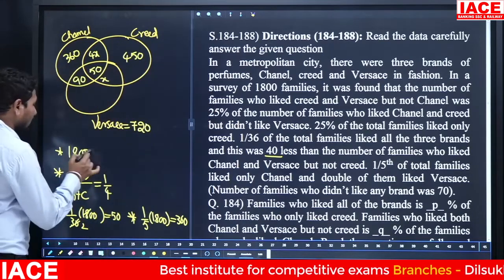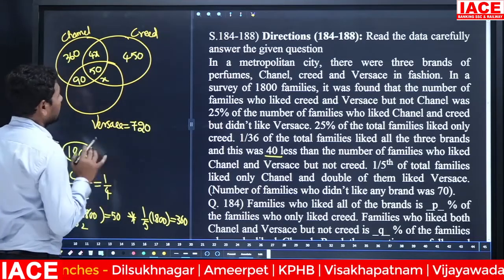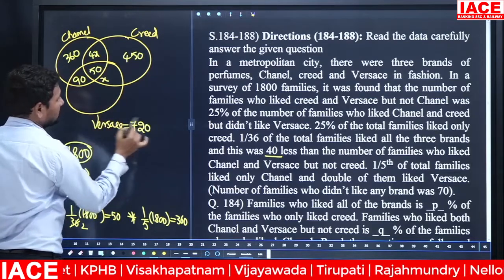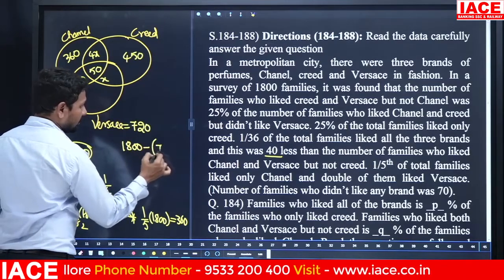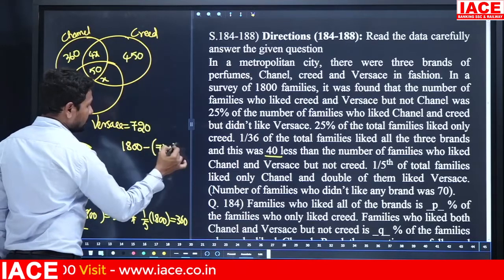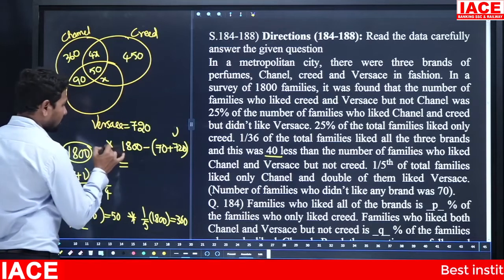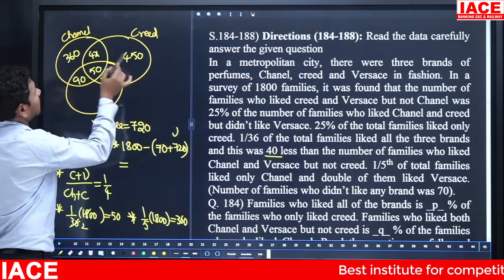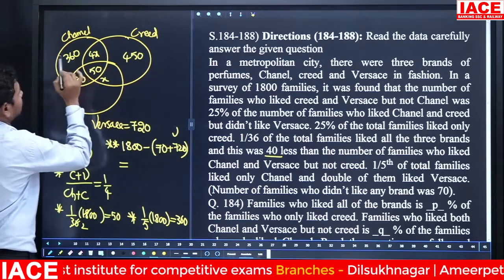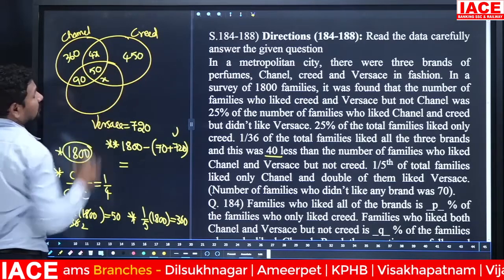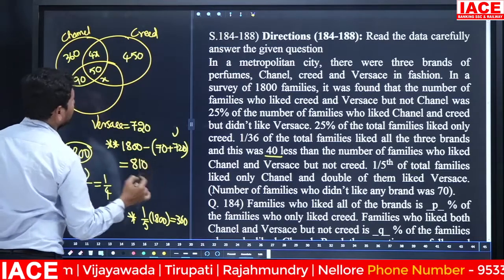Okay, then the total families surveyed is 1800, and 70 members did not like any brand. Then look at this circle. This total circle value is 720. What I am doing is, from 1800, 70 members don't like any brand and the remaining 720 members belong to Versace. This will be removed. When it is removed, the remaining values belong to the combination of Chanel and Creed. Then 1800 minus 70 minus 720 is equal to 360 plus 4x plus 450. 360 plus 450 is how much? 400 plus 300 is 700, plus 50, plus 60, 810. It becomes 810 plus 4x.